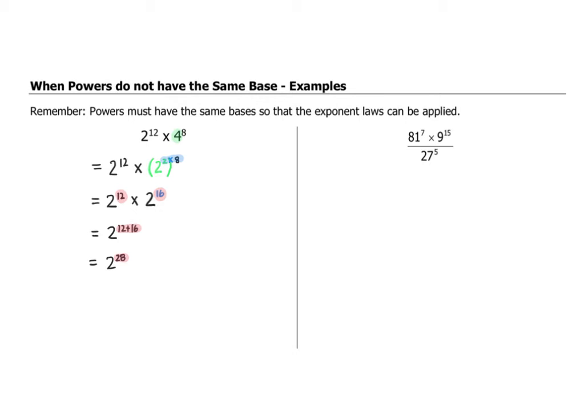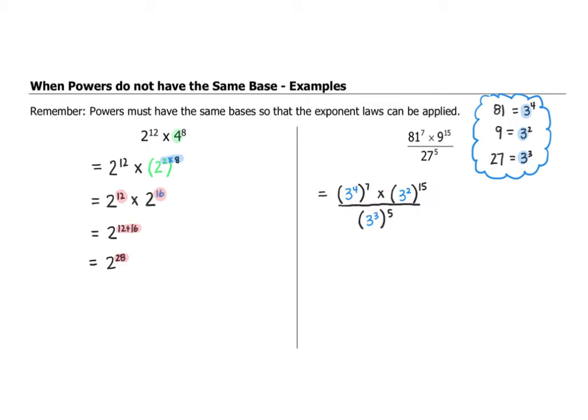In our second example, you can see that none of the bases are the same again, but they all can be written with a base of 3. 81 can be written as 3 to the power of 4, 9 can be written as 3 to the power of 2, and 27 can be written as 3 to the power of 3. This will allow us to use our exponent laws again.